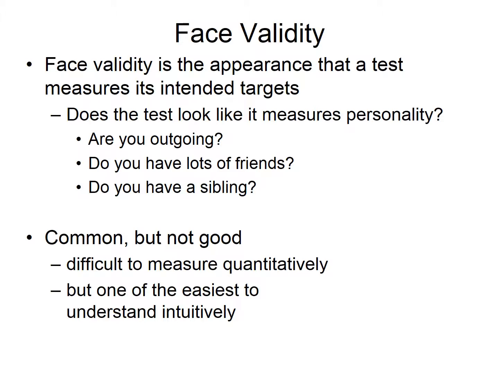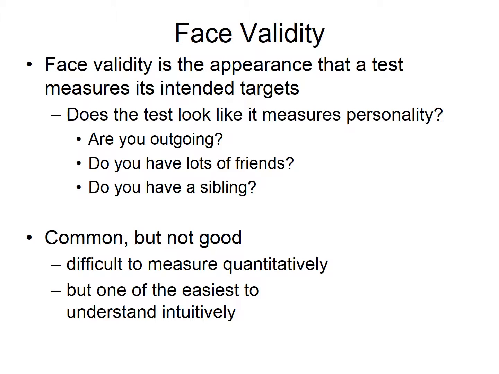We can also look at what's called face validity. So face validity is simply the appearance that a test measures its intended target. And this is probably the most judgment call of the methods we can use to try to get at construct validity. It basically simply asks, does the test look like it's measuring personality? So if we have a personality measure and we're looking at extroversion, are you outgoing? That looks like a measure of extroversion.